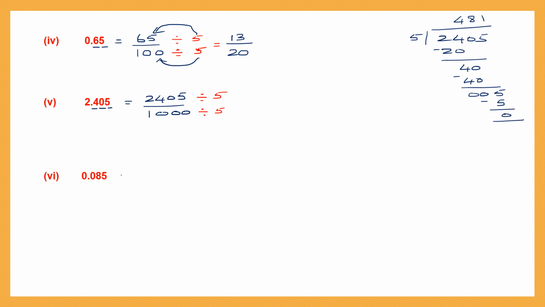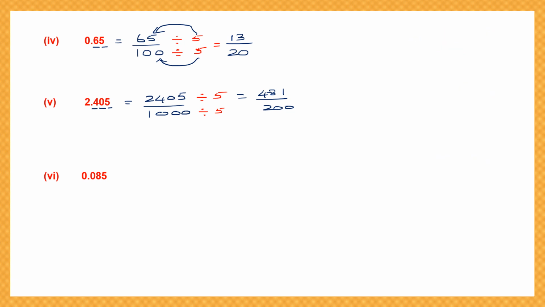So what do we have? 481. So in the numerator, we have 481 and in the denominator, we have 1000 divided by 5. 5 twos are 10 minus 0. So 1, 2. 2 zeros, we can put it on top. So we have 200. So what is our fraction? 481 by 200 is our fraction.